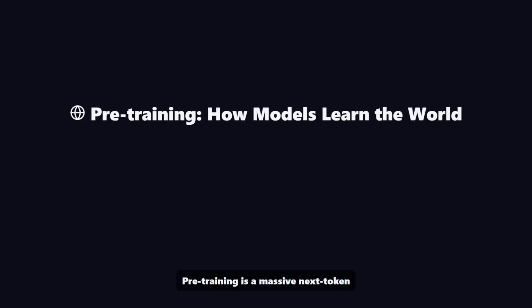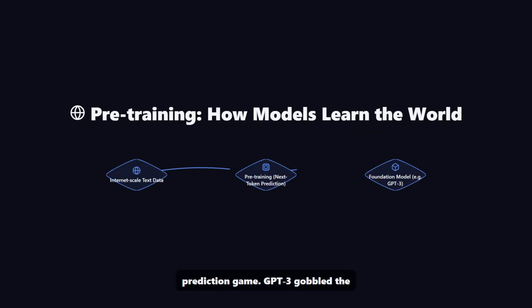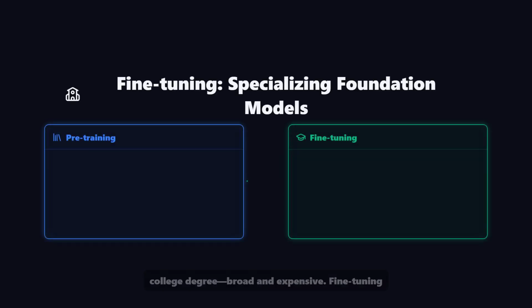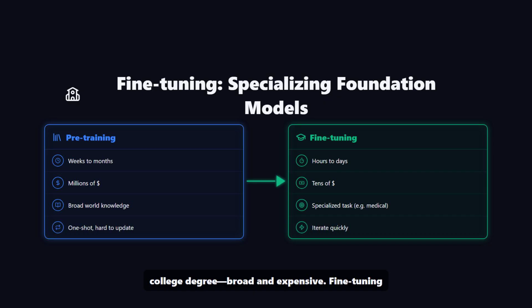Pre-training is a massive next token prediction game. GPT-3 gobbled the entire Common Crawl, burned millions of dollars in compute, and came out knowing grammar, trivia, and even some reasoning. This is the foundation. Expensive, unsupervised, and one-shot. Think of pre-training as a college degree. Broad and expensive. Fine-tuning is a specialized certification. Cheap, targeted, and ready for production.